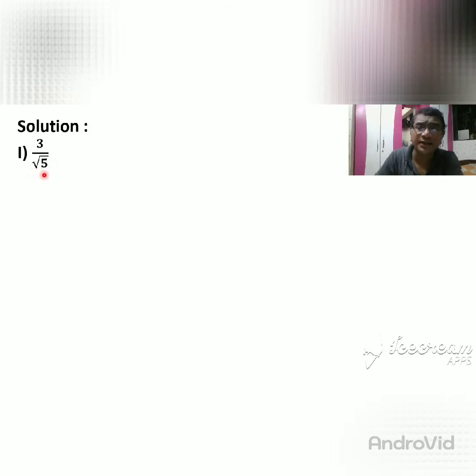So what they said is rationalize the denominator. The denominator is root 5. So the 5 can be taken out from the root sign. That is called rationalization. Suppose some of the students don't understand what I say in English, so I am saying it in Marathi. 3 is the numerator and root 5 is the denominator. So what is the problem? The question given is: rationalize the denominator.